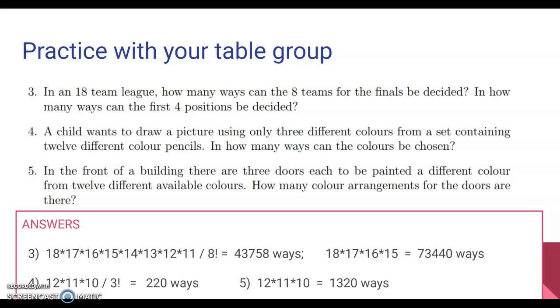In the front of a building, there are 3 doors, each to be painted a different color from the 12 different available colors. How many color arrangements for the doors are there? In this case, it's different to paint the first door red and the second door green and the third door blue instead of painting the first door blue, red, and then green. Those are different. We're painting different doors, different things. We're not just holding a group of colored pencils in our hands. We're painting doors. So the order does matter here. Each different order is going to create a unique group. Therefore, we're just going to do 12 times 11 times 10. We're not going to divide by anything because we want to keep separate all of those groups where the different doors were painted different colors.